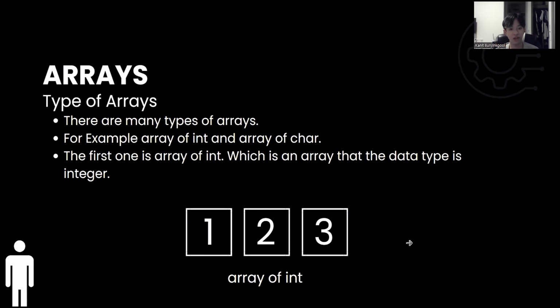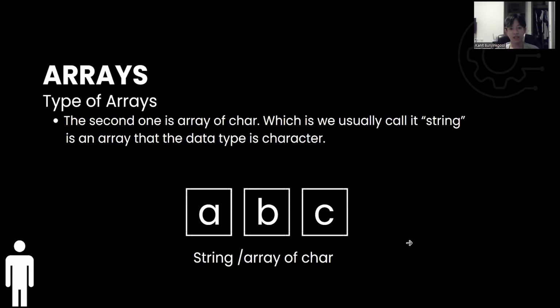Types of array. There are many types of arrays, for example, array of int and array of char. The first one is array of int, which is an array whose data is integer. The data in an array is the same type of variable. If we create an array of integers, the elements of this array are integers. The second is array of char, which we usually call a string. It's an array that we use to allocate characters.